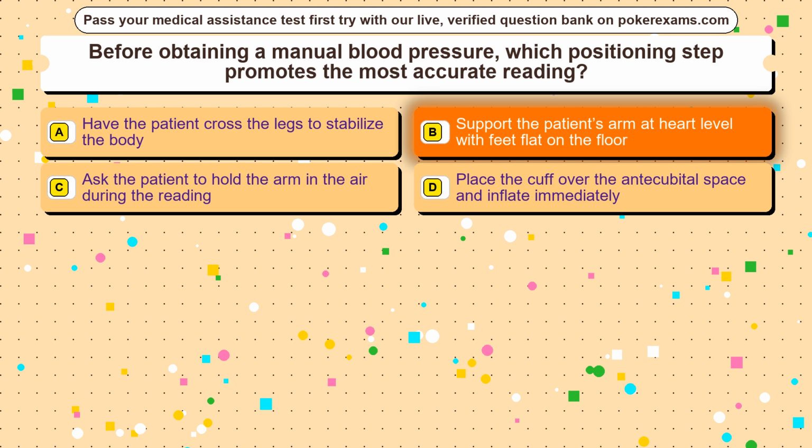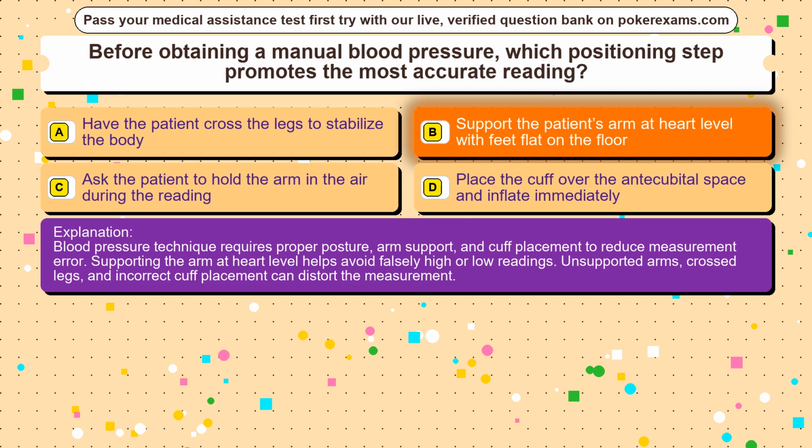The correct answer is option B, support the patient's arm at heart level with feet flat on the floor. Blood pressure technique requires proper posture, arm support, and cuff placement to reduce measurement error. Supporting the arm at heart level helps avoid falsely high or low readings. Unsupported arms, crossed legs, and incorrect cuff placement can distort the measurement.